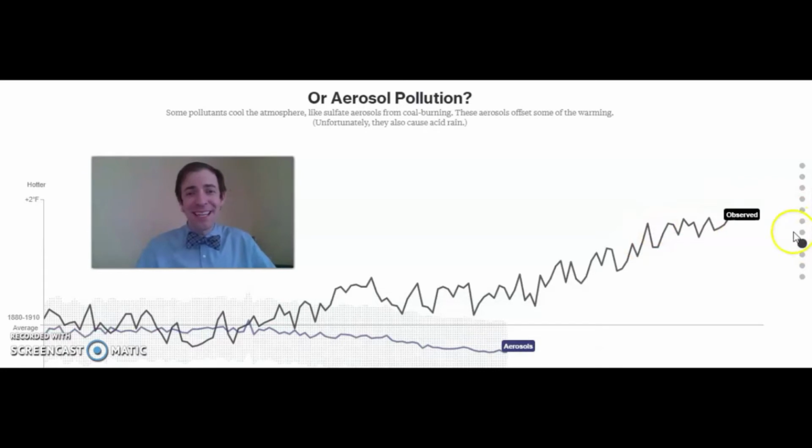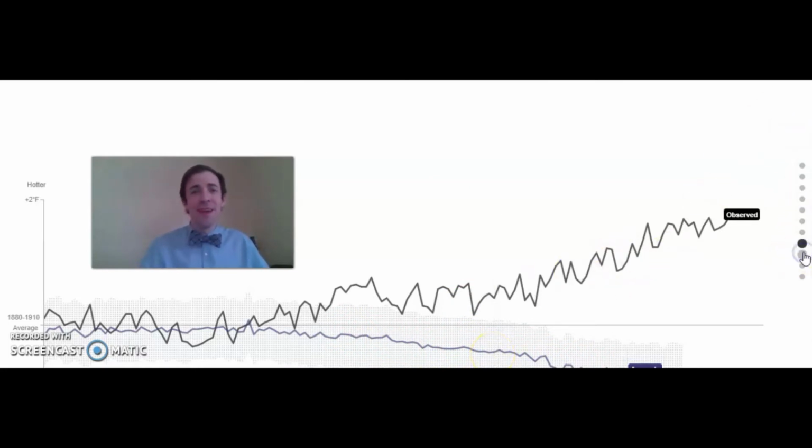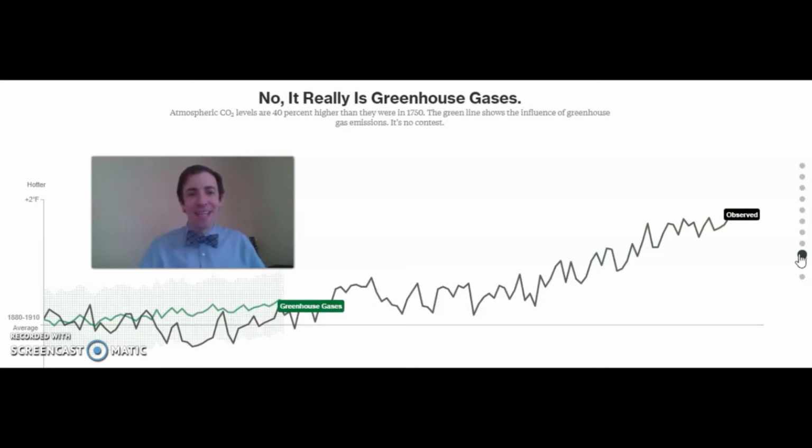Aerosols, interestingly enough, have a negative factor as well. Some people have proposed that one way to combat climate change is to release more aerosols into the air. The harmful side effect is that aerosol is primarily the ingredient for acid rain. So there are many negative side effects, but aerosols on their own would have a decreasing effect on the observed global temperature. And then, of course, let's look at greenhouse gases.